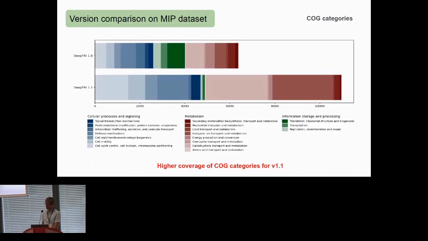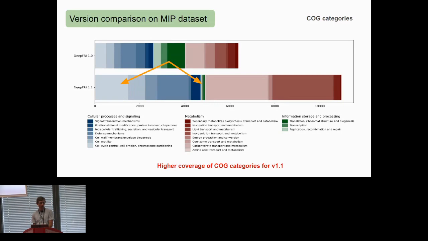We also mapped our GO terms to COG categories. And again, we've got higher coverage for V1.1. But there is one interesting thing: the green categories, namely information storage and processing, are predicted by DeepFRI 1 as green also, but also as cell cycle control, cell division, and chromosome partitioning, which is somehow related. It's not the same, but it's somehow related.